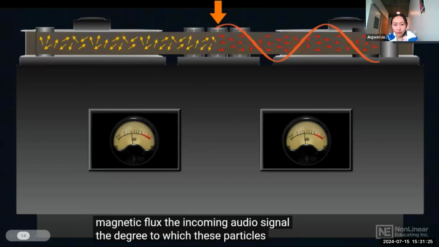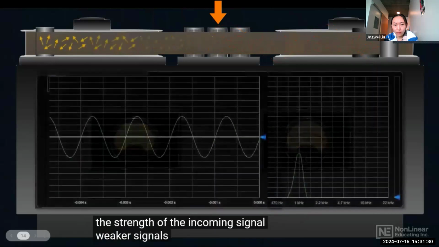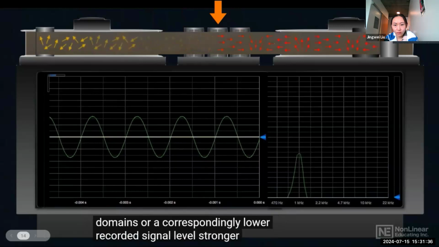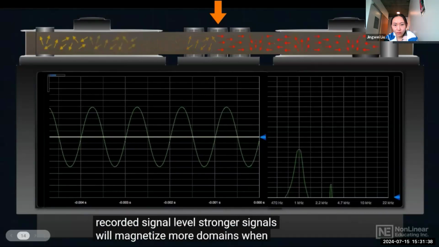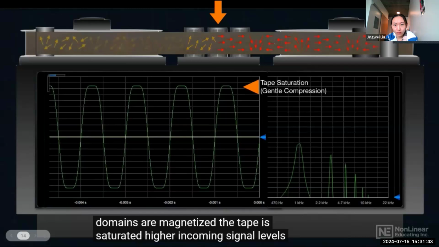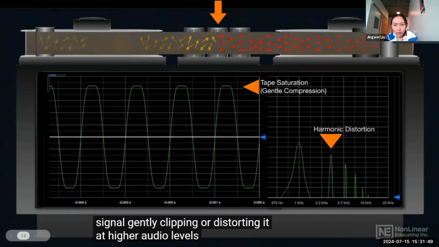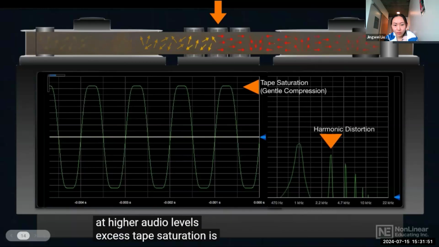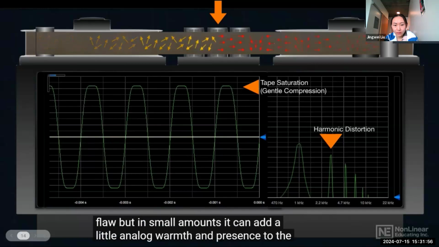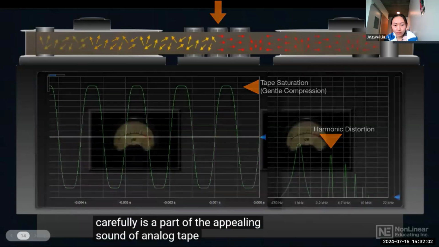The degree to which these particles retain the new magnetic state depends on the strength of the incoming signal. Weaker signals will realign only some domains, or a correspondingly lower recorded signal level. Stronger signals will magnetize more domains. When all the domains are magnetized, the tape is saturated. Higher incoming signal levels will not be reflected in the recording signal, gently clipping or distorting it at higher audio levels. Excess tape saturation is technically a flaw, but in small amounts it can add a little analog warmth and presence to the signal, and this effect, if managed carefully, is a part of the appealing sound of analog tape.